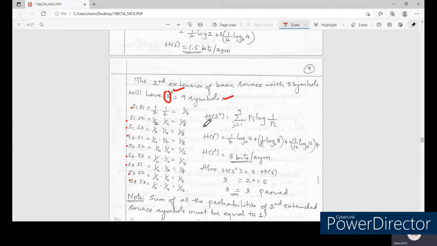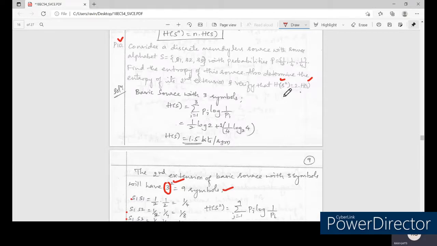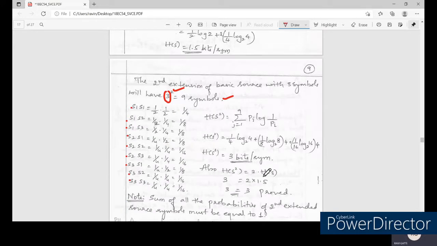Now if I find the entropy of this, since there are 9 symbols, the j term will take the values 0 to 9 of Pi log 1 by Pi. If I substitute all these probability values in this expression, you'll be getting H of S square as 3 bits per symbol. And they have said verify that H of S square is equal to 2 into H of S in the given problem. So H of S square is nothing but 2 into H of S.